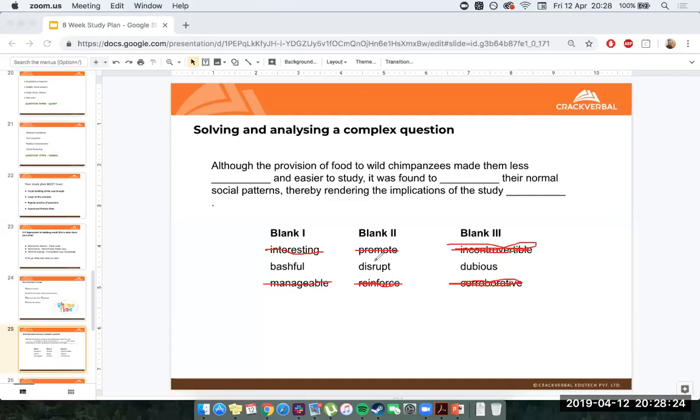And the right answer is dubious. So the correct answer to this question would have been bashful, disrupt, dubious. And you have to get all three right to get this question right.